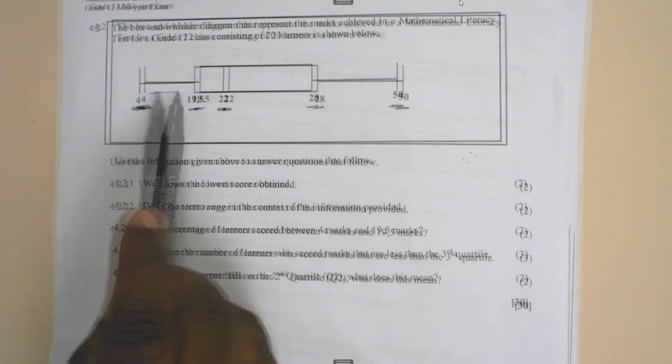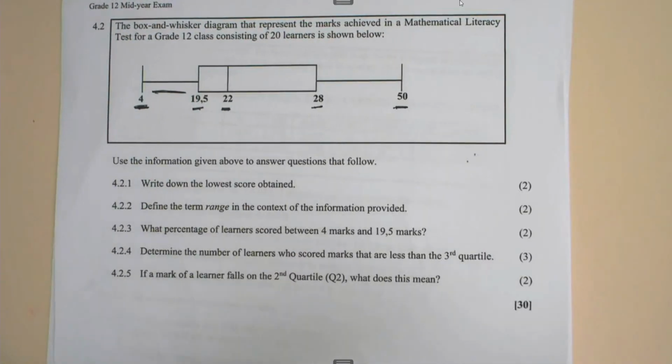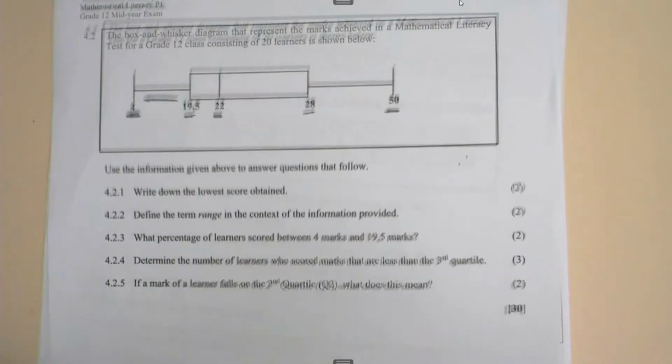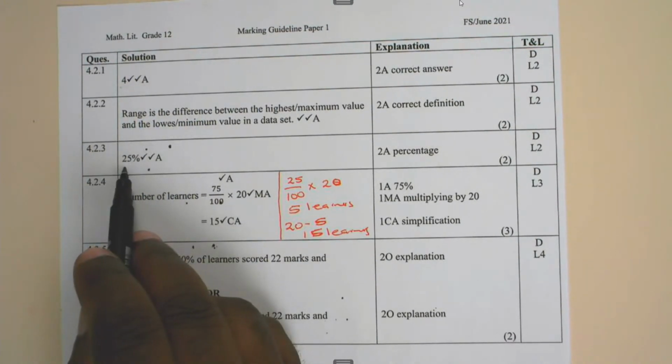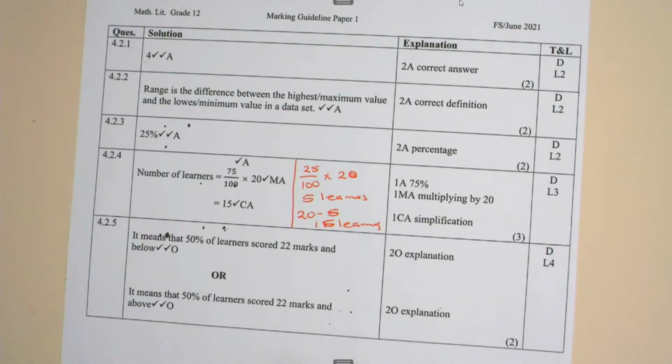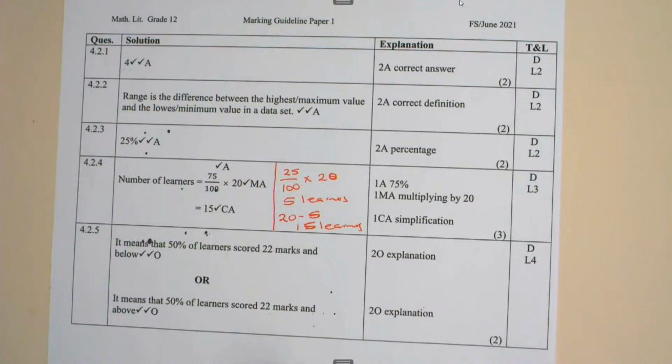Question 4.2.3. It says, what percentage of learners scored between 4 marks and 19.5? So we want this percentage here, between 4 marks and 19.5. Let's look at the possible answer. The answer should be 25%. Then the learner will get full marks.